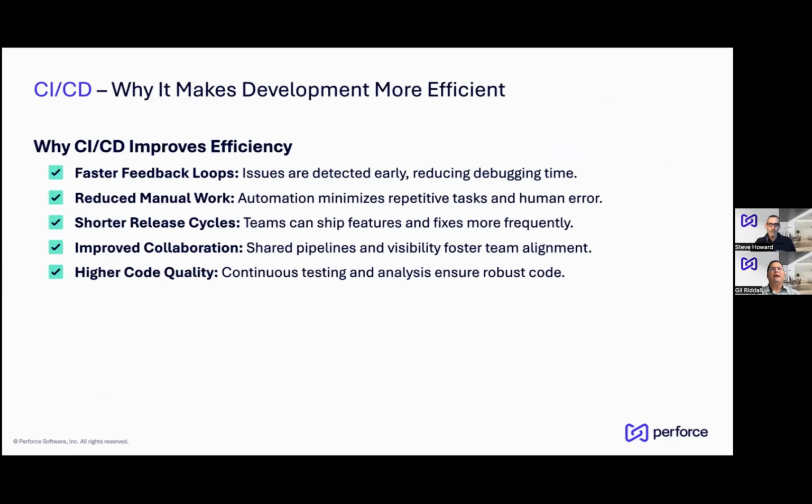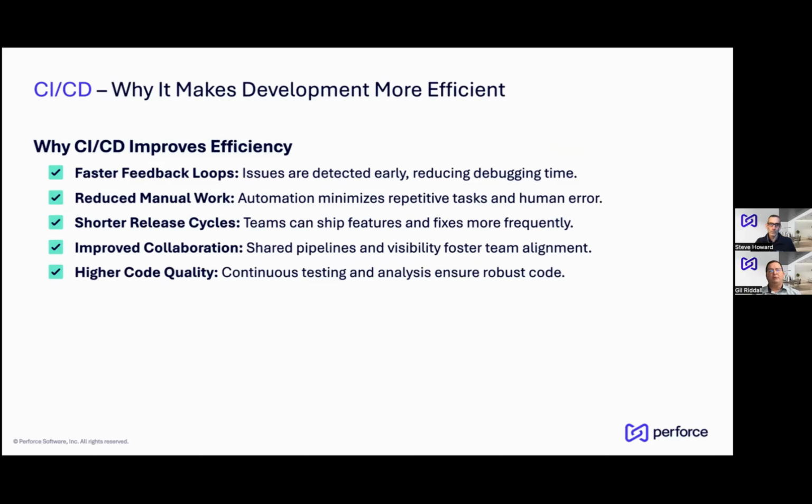If we go on to the next slide, we look at what makes CI/CD improve your efficiency, right? So we're not just implementing CI/CD for the fun of it. It really is intended to improve your overall efficiency. So it provides faster feedback loops. So developers are getting early detection of issues and they're able to reduce their bug fixing time.